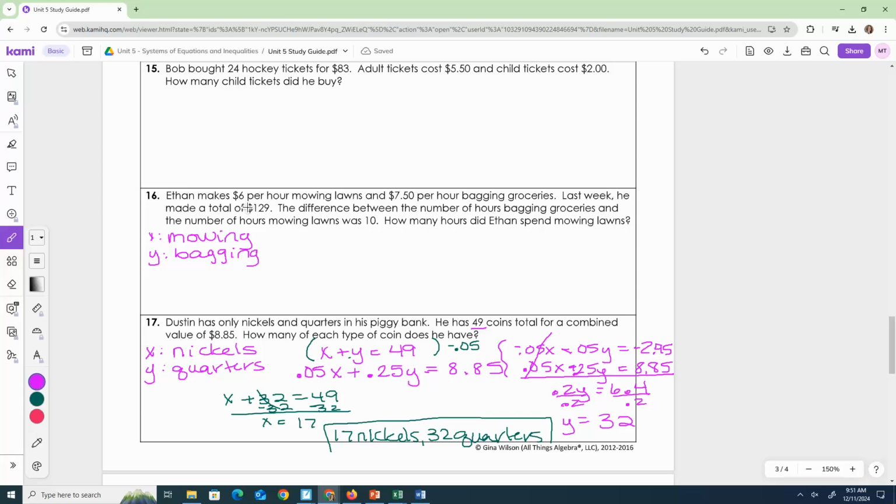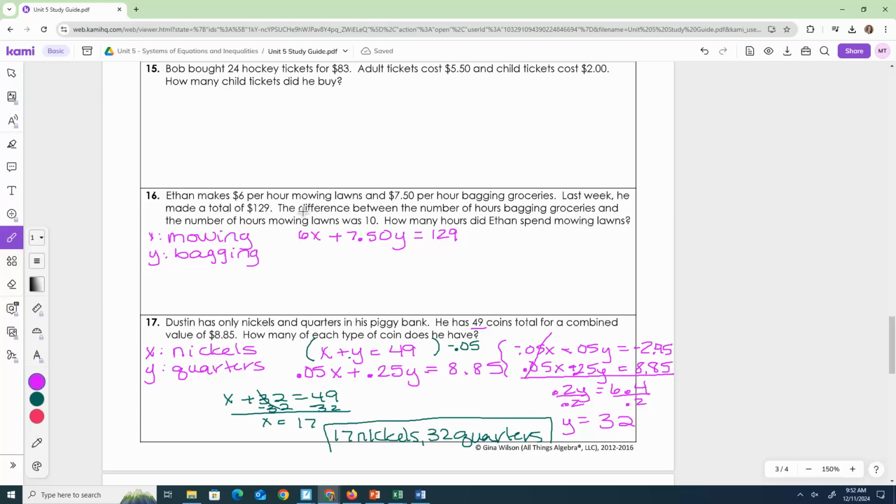Now we have to write equations. He makes $6 per hour mowing lawns. So what would I put? 6x. And $7.50 per hour bagging groceries. So that would be plus 7.50y. And how much money did he make? 129. So that's my first equation.